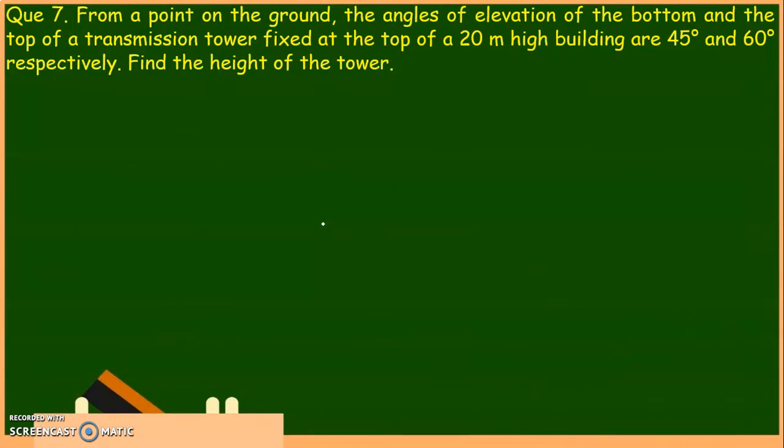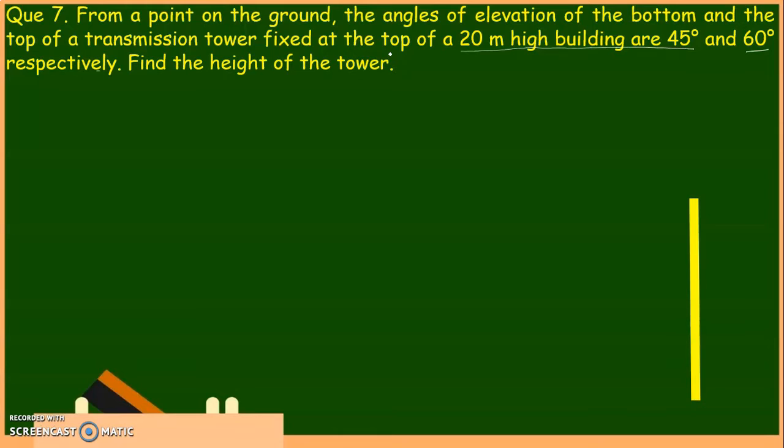From a point on the ground, the angles of elevation of the bottom and the top of a transmission tower fixed at the top of a 20-meter high building are 45 degrees and 60 degrees respectively. Find the height of the tower. So let's see how to draw the figure for this question.